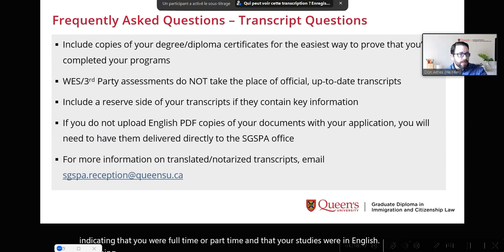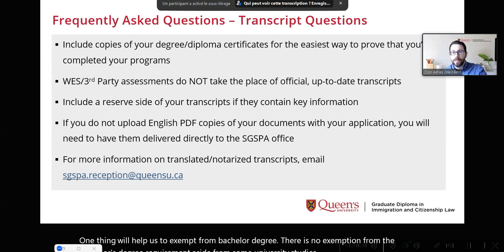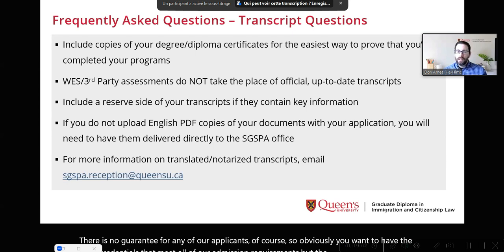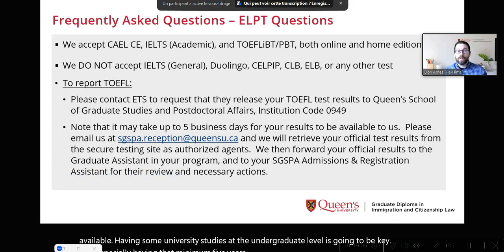What will help us to be exempt from the bachelor degree? There is no exemption from the bachelor's degree requirement aside from some university studies at the undergraduate level, and you apply via the access pathway with the 5 years minimum of professional experience. There is no guarantee for any of our applicants, of course. So obviously you want to have the most credentials that meet all of our admission requirements, but the access pathway is available. Having some university studies at the undergraduate level is going to be key, and especially having that minimum 5 years of relevant professional experience is also going to be key.